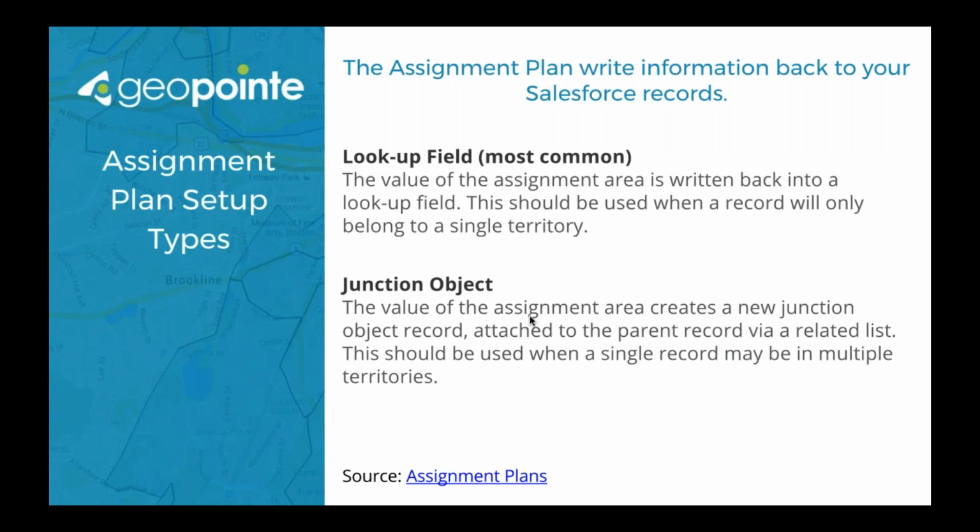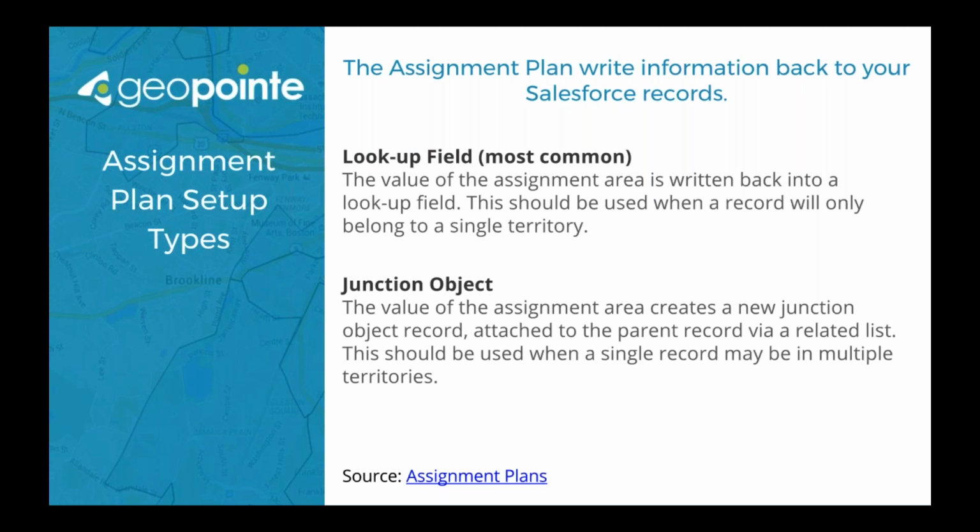So our setup options. I just mentioned a couple minutes ago that we have 2 setup options, and the one that gets used most is the lookup field. That is just creating a lookup field on your Salesforce object to our Geopointe assignment area object. And that lookup field is just going to store the territory information, and it will be written into that field. Again, most commonly used way to do it. And this is going to be used when a record is going to belong to a single territory.